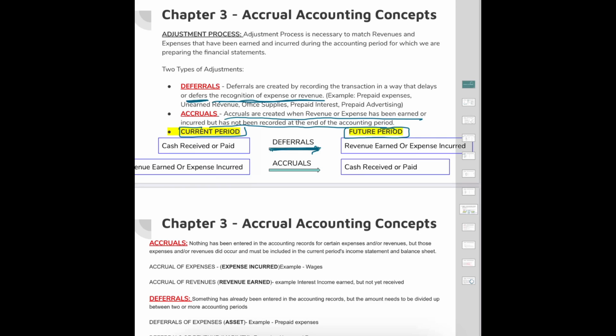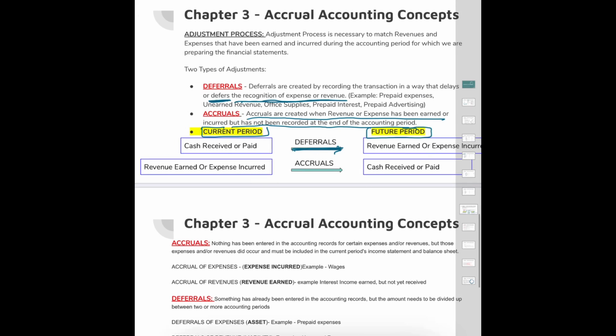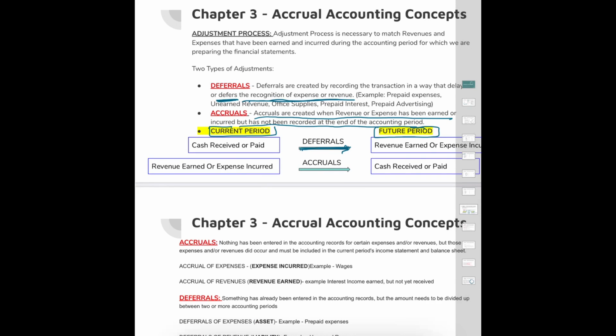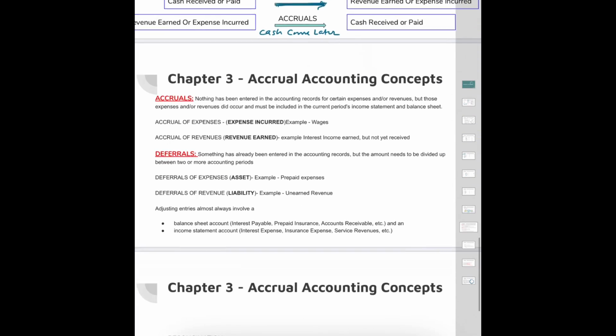What happens in the case of accruals? In the accruals, the cash comes later. So in accrual, the revenue is earned before the cash is received, and the expense is incurred before the cash is paid. So the main difference is that in deferrals, cash comes first. In accruals, cash comes later. Means the event occurs first and the cash comes later.